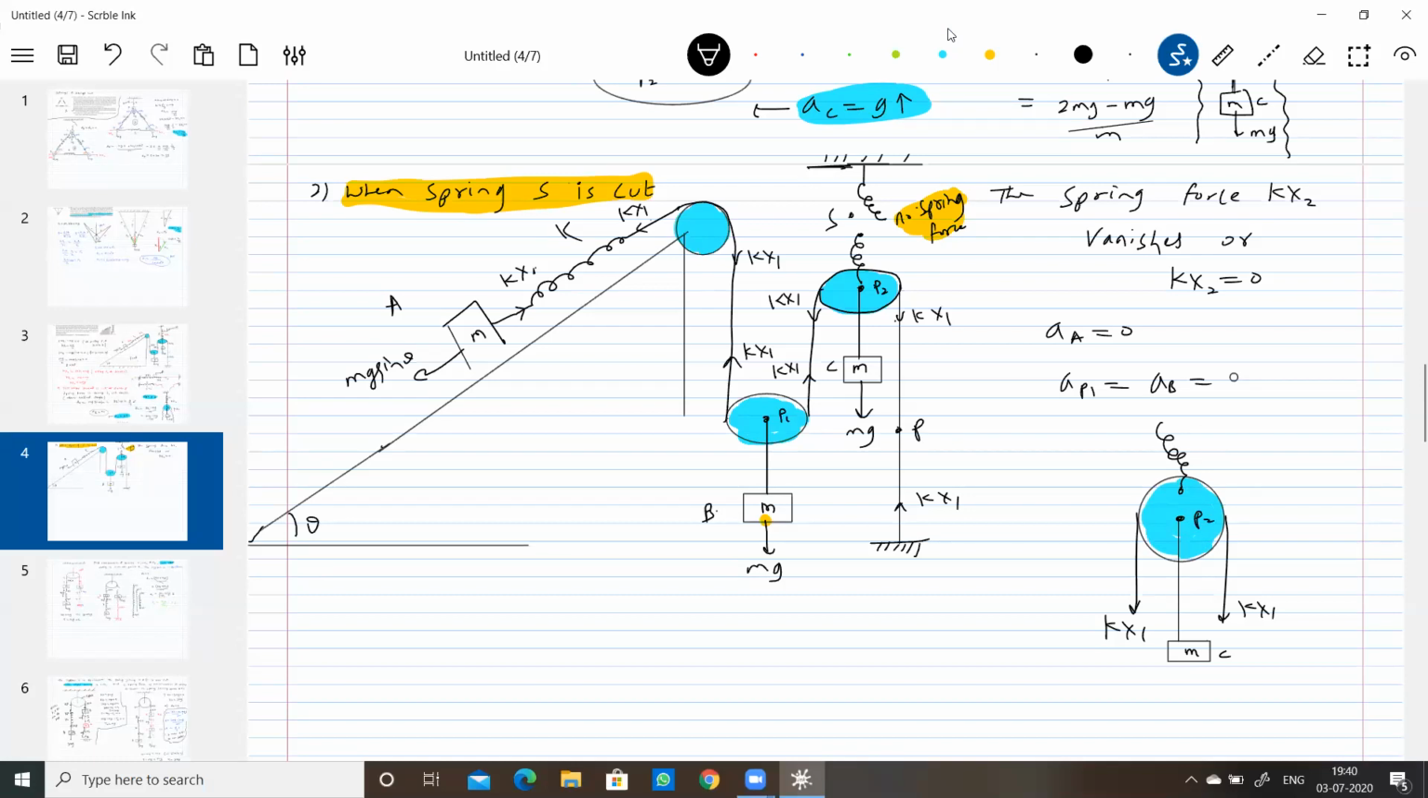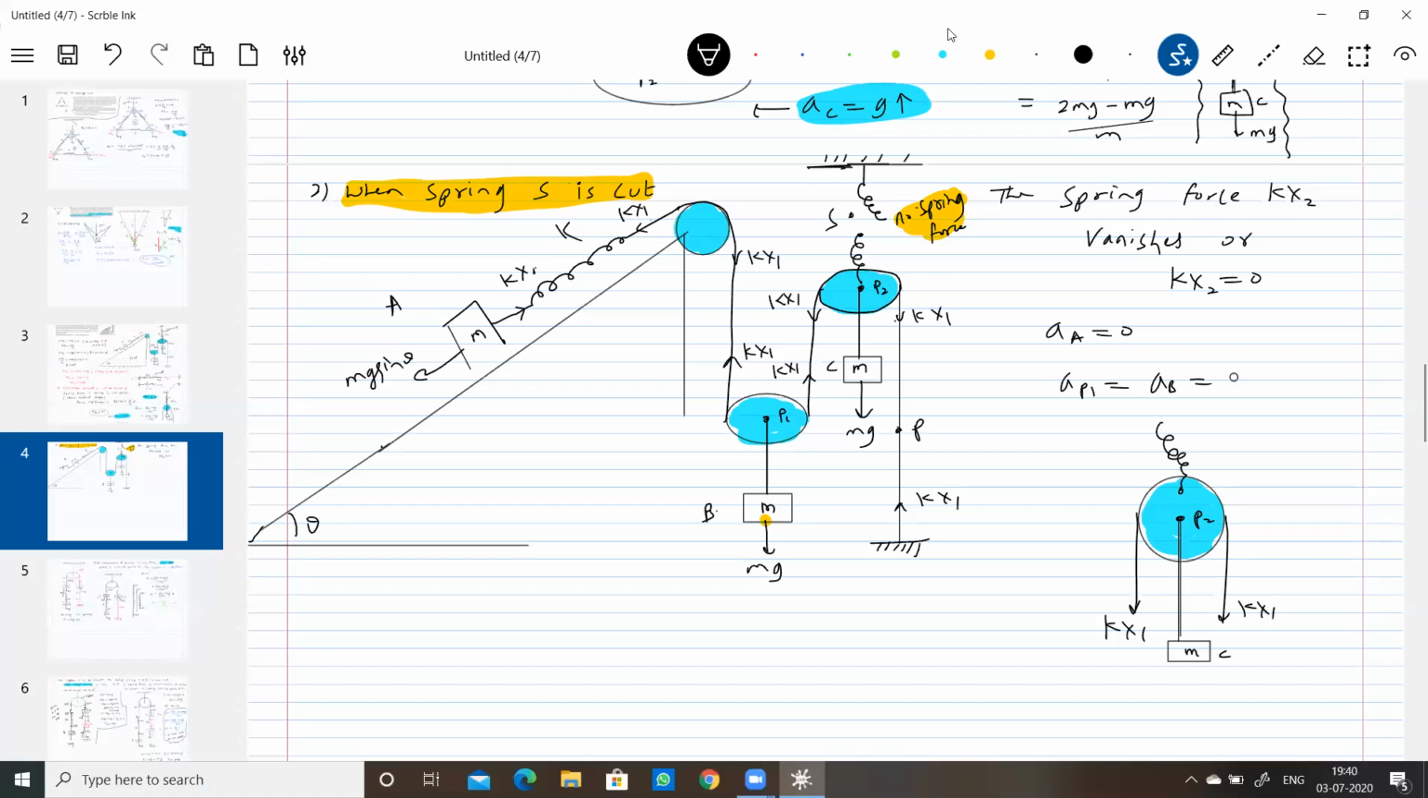Pulley is light. So what is this? Everything will become one system, no? And what is this? This is a rod. It should not be a string. If it is a string, a big problem will arise. This must be a light rod. Now, what is the net force acting on the pulley P2 and the block C? Spring force and the weight.